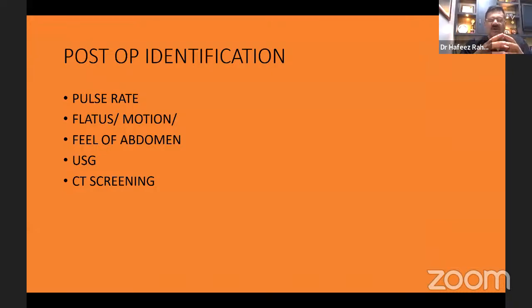So look at the pulse rate always: immediate post-op, first day, second day, all this time. Pulse rate is one of the most important things. Do not get carried away by flatus and passing of motion. To my understanding, these things don't have much role in identifying. Flatus passing doesn't mean that there is no bowel injury. Motion passing doesn't mean that there is no bowel injury at all.